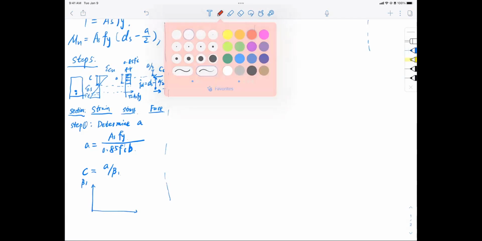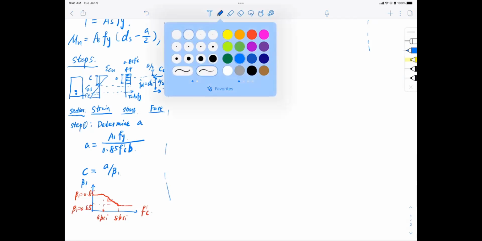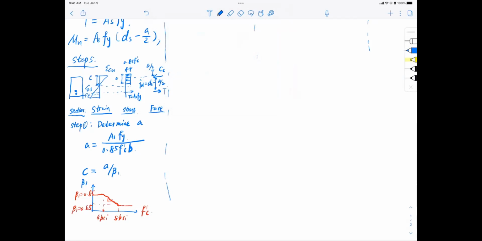So beta 1 has this nice equation that follows this chart right here. I'm going to label it: for beta 1 equal to 0.85, my concrete strength is about 4 ksi. So this is f'c on the horizontal axis. Now, if you go higher than 8 ksi, which is a high strength concrete, you end up with 0.65 as beta 1. And in between, you just do linear interpolation. So now once you find a and c, let me just do that together. Step 1, find a and c.